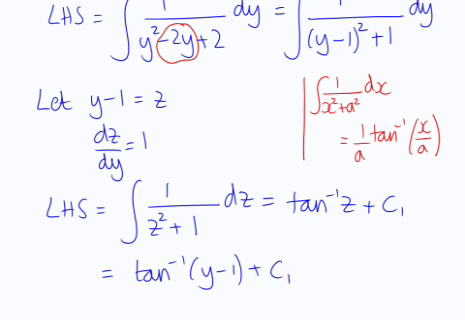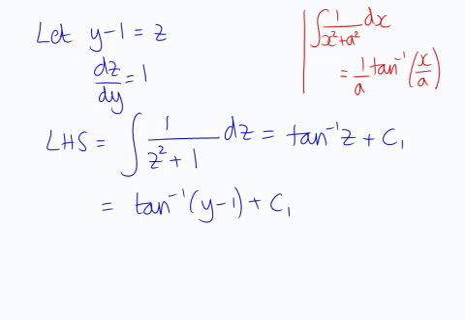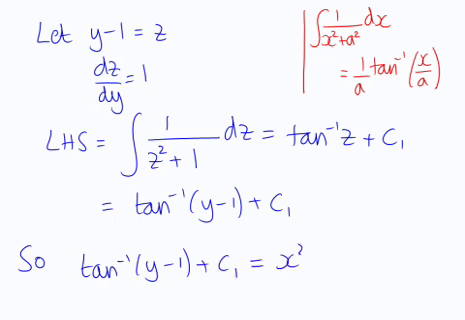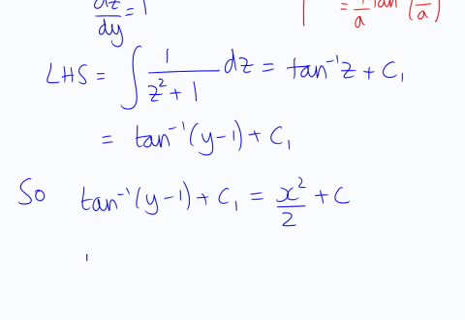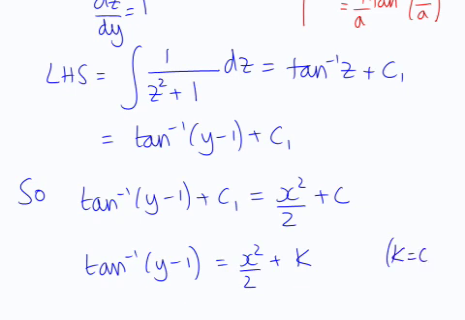So what we now have to do is go back and put the left-hand side equal to the right-hand side. Arctan of y minus 1 plus 1 constant equals, and if you remember what was on the right hand side before, x squared over 2 plus another constant. And what I can in fact do now is combine the two constants. This is so standard that sometimes you won't even see the two constants separately. You'll just see a single constant of integration. But basically what I'm saying here is that my constant k is c minus c1. It's just a new constant.